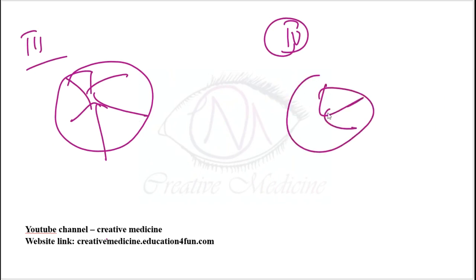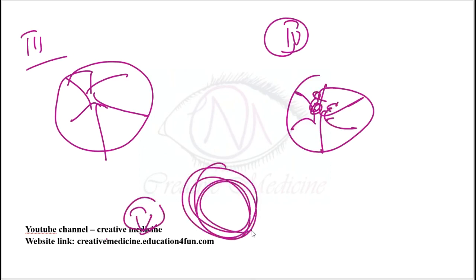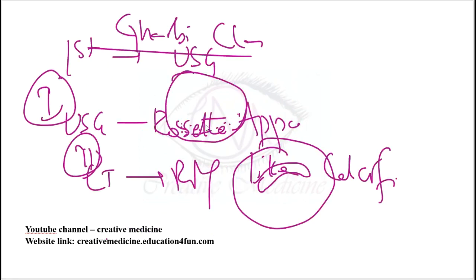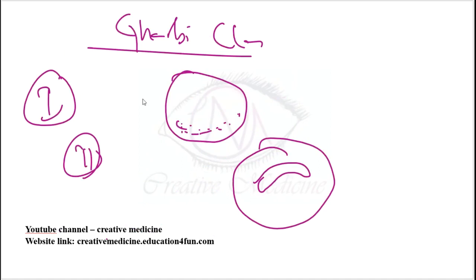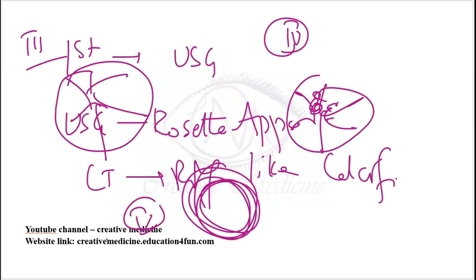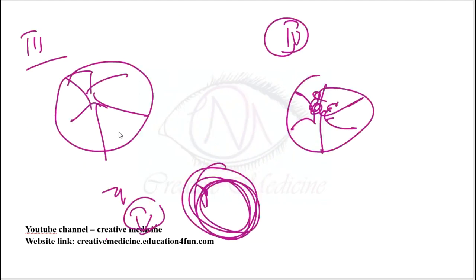In type 4 you will see a complex heterogeneous mass. Type 5 is a calcified cyst. So type 1 shows a simple fluid collection. Type 2 shows a floating membrane. Type 3 shows a loculated cyst. Type 4 shows a complex heterogeneous mass. Type 5 shows a calcified cyst.